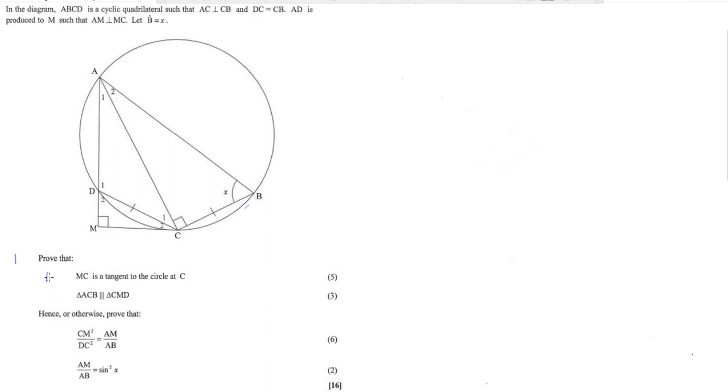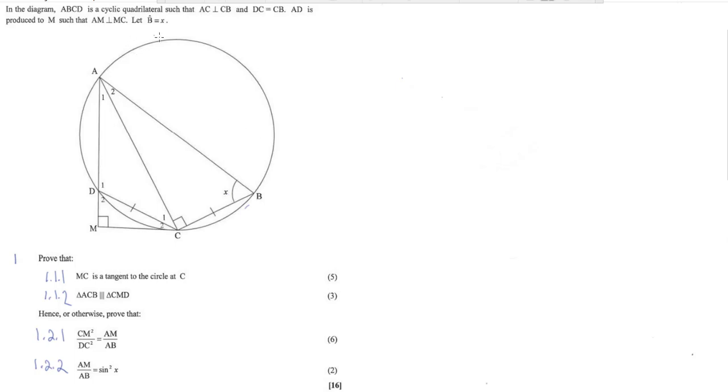This will be 1.1.1, 1.1.2. This will be 1.2.1, and this question will be 1.2.2. Okay, so our question says that we need to prove that MC is a tangent to a circle at C.